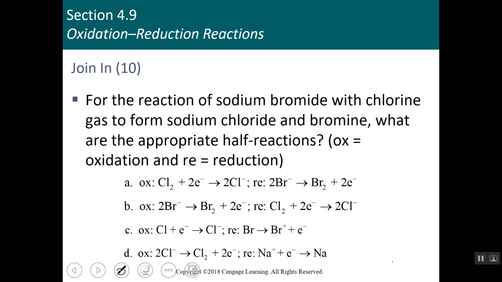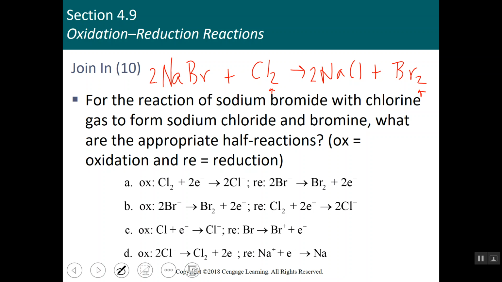For the reaction of sodium bromide with chlorine gas to form sodium chloride and bromine, what are the appropriate half reactions? And this is just kind of leading us into the next lesson, which is going to be 410. It's going to be balancing oxidation reduction reactions. What we do need to do is draw this reaction. So the reaction of sodium bromide with chlorine gas forms sodium chloride and bromine gas, and these need a 2 because they're diatomic. And so what that causes us to do is put a 2 there. Now, in this particular reaction, sodium is going to be a +1 on both sides.